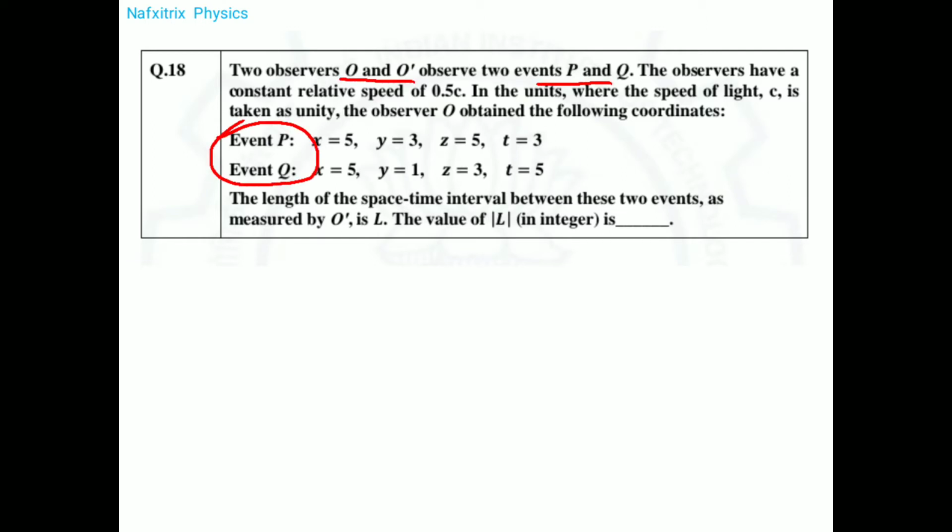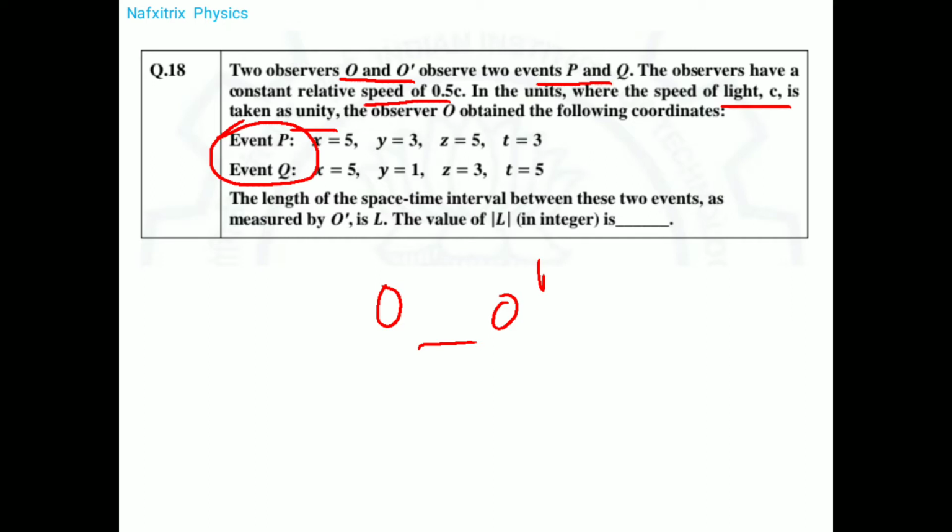The observers have a constant relative speed of 0.5 c. That means the relative speed between those two observers. So if this is observer O and observer O dash, the relative speed between them is 0.5 c, in units where the speed of light c is taken as unity. So we need to take the value of c as unity.